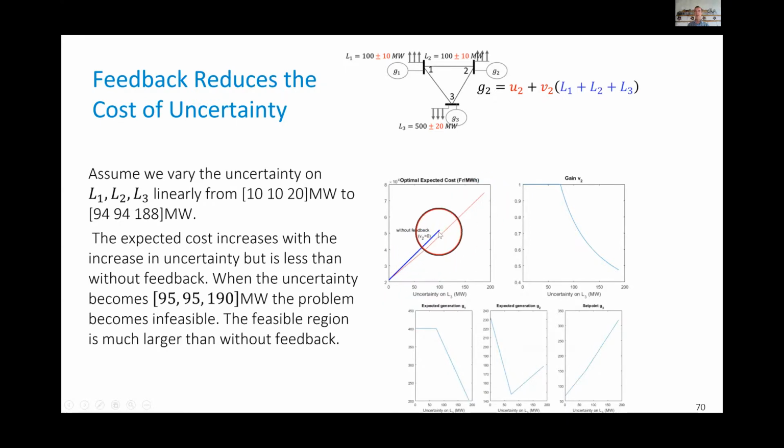And second, we see that before, when the uncertainty on L3 was 100 megawatts, then the robust formulation did not work anymore. Here we're able to quasi-double the range. So that is, of course, the interest, and this is why we do it. Having a feedback policy when we need to control a very uncertain thing, even with simple things like linear feedback, very often is quite efficient.